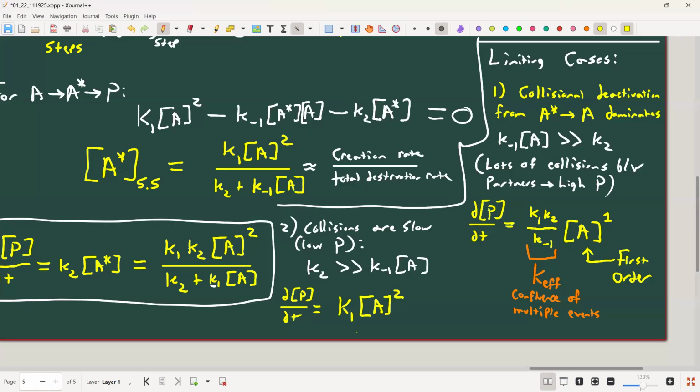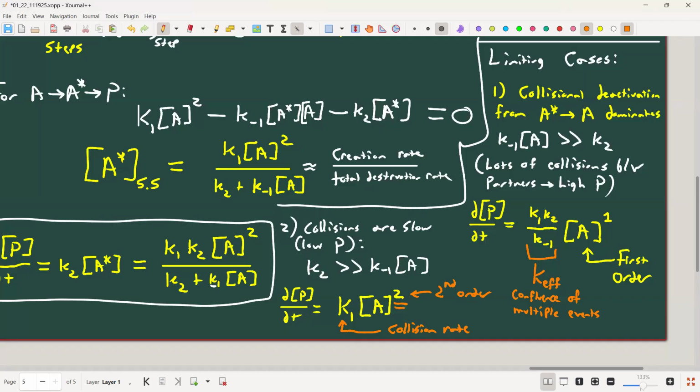This is small compared to this. K2 is to get destroyed. And now the rate is just dependent on K1. What is K1? That's the collision rate. So now the system is not dependent on some reaction rate, but it's now dependent only on the collision rate. And notice now it's second order. Right? The reaction requires two molecules to be there. That should make sense, right?